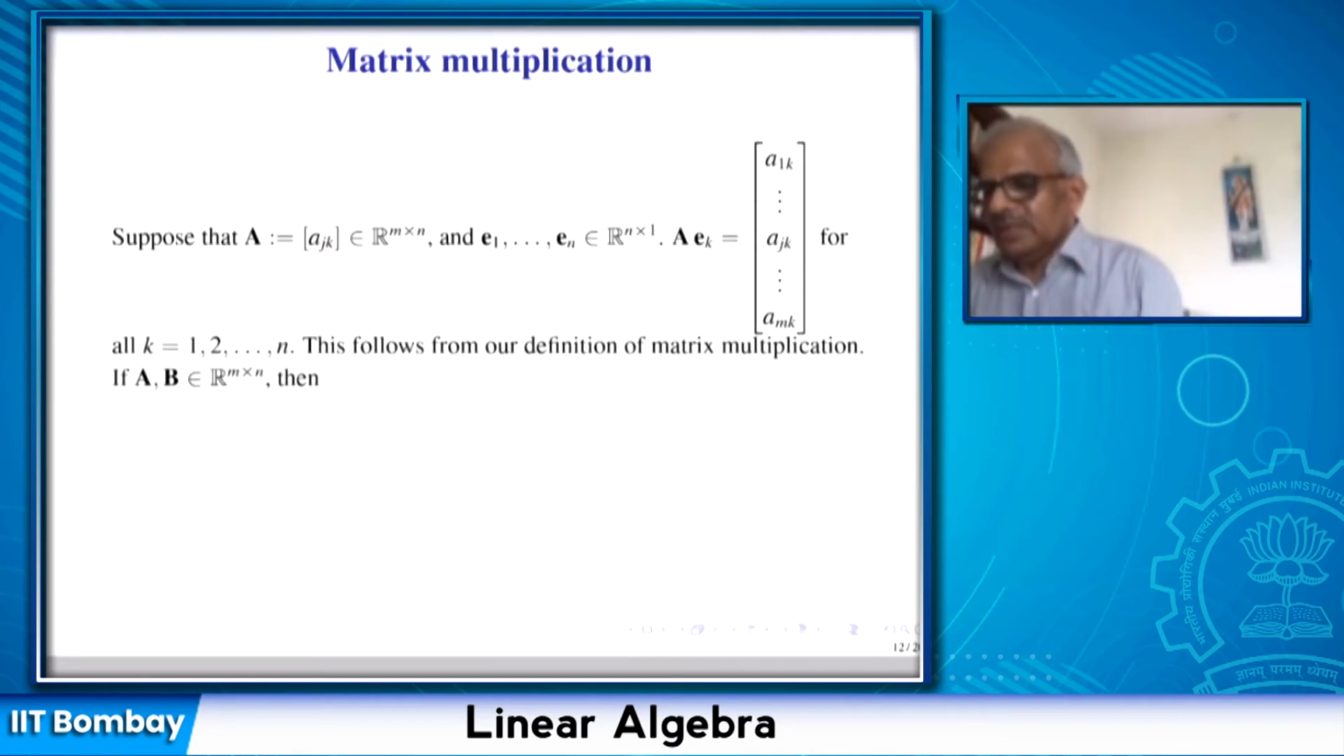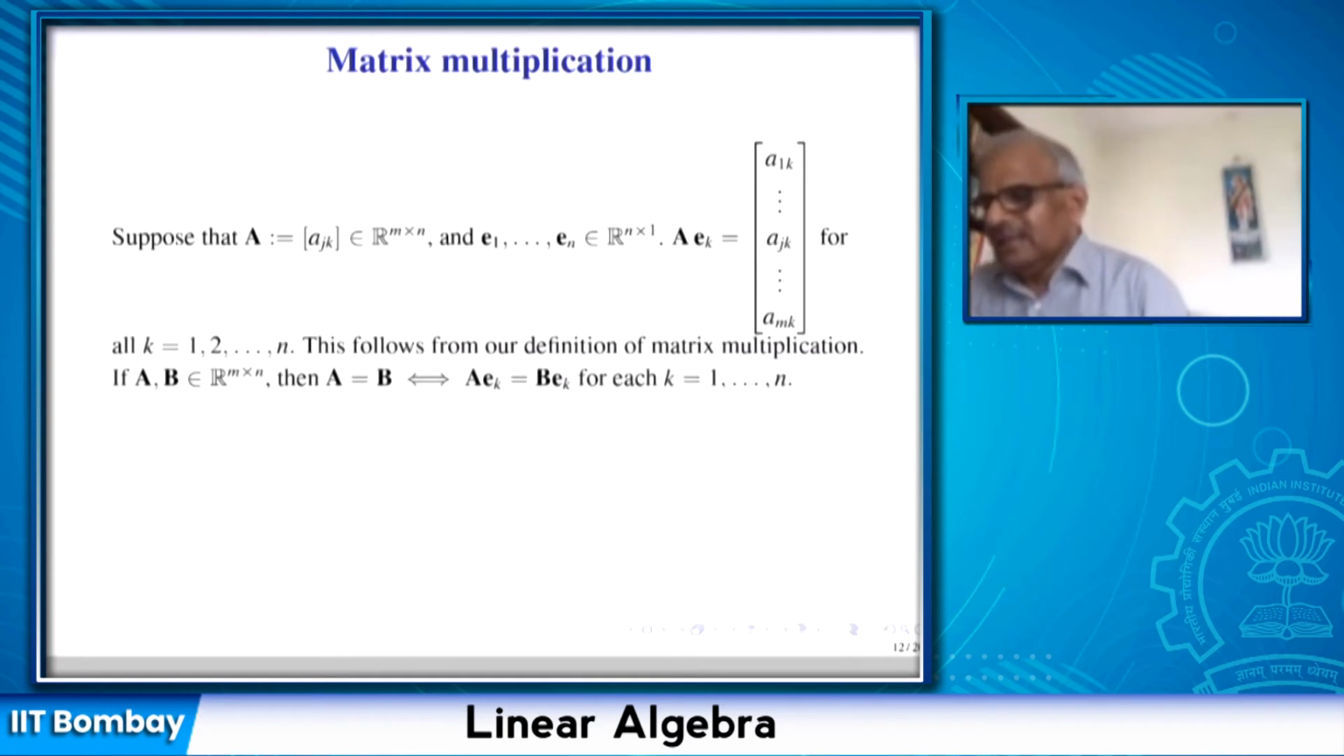So suppose I take two matrices A and B, both have the same size, then their column vectors will be identical. Their row vectors will be identical. So if A equals B, then the first column vector of A must be the first column vector of B, and that is indicated by writing AE1 equal to BE1. Similarly, the second column vector of A is the second column vector of B, and then we write AE2 is equal to BE2. So A equals B if and only if AEk is BEk.